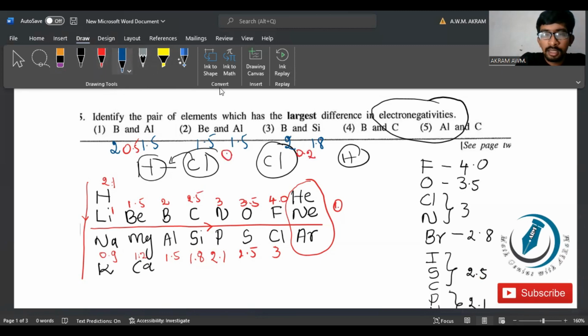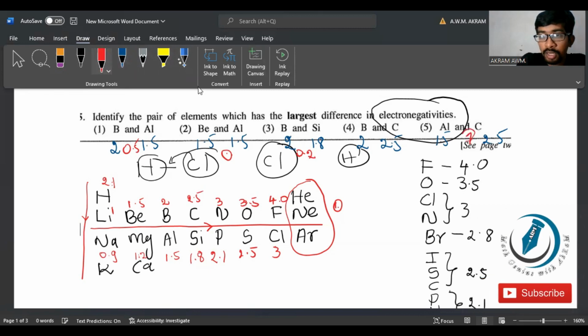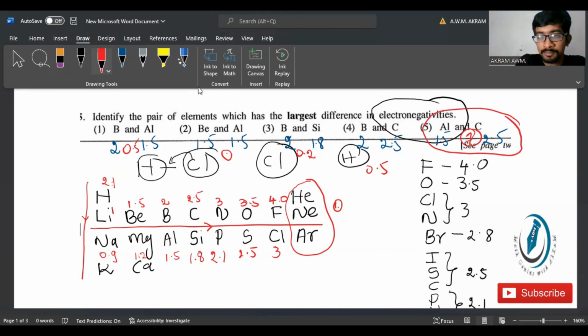Boron has 2, carbon has 2.5. Aluminium has 1.5 and carbon has 2.5. So here we have a difference of 1, and here we have a difference of 0.5. They are asking for the largest difference in electronegativity, so we can identify the largest difference of electronegativity is the 5th answer.